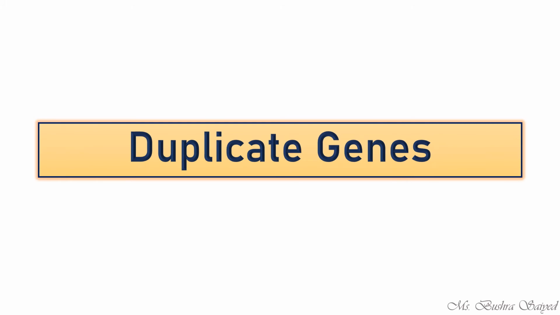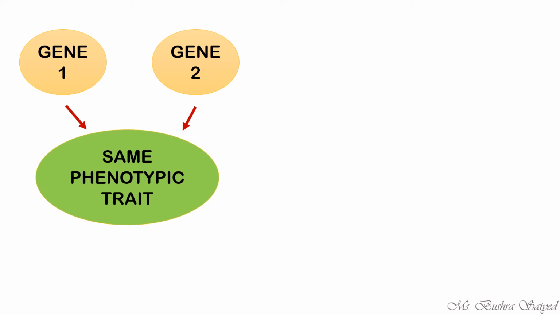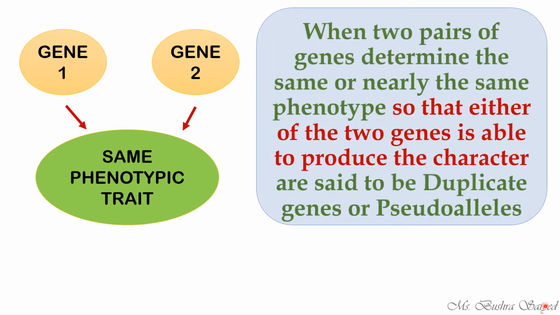Next one, that is the duplicate genes. So here in the diagram you see that gene 1, there are total 2 genes. Gene 1 and gene 2 both will be influencing one particular phenotypic trait. It is one kind of opposite of pleiotropy that we have studied, where there it was one particular gene and several phenotypic traits. Here there will be one phenotypic trait which is being influenced by two different genes. That is why we call them duplicate genes.